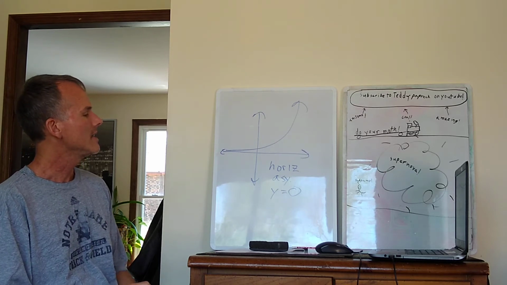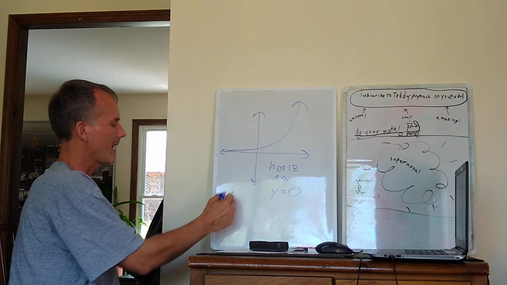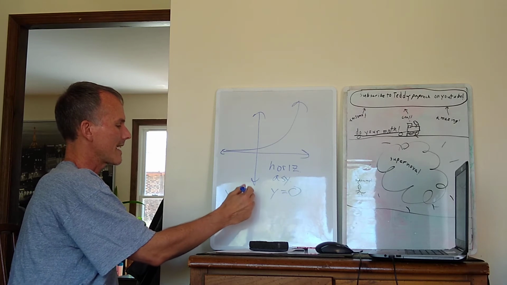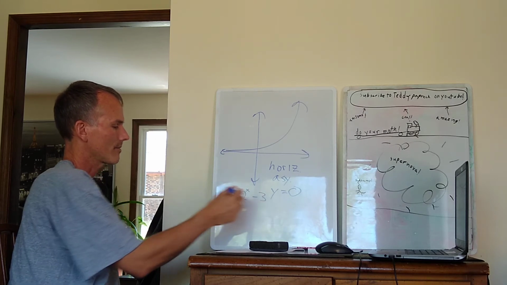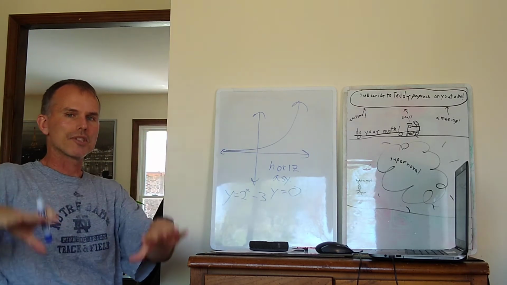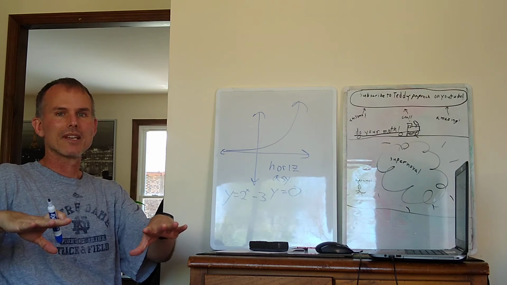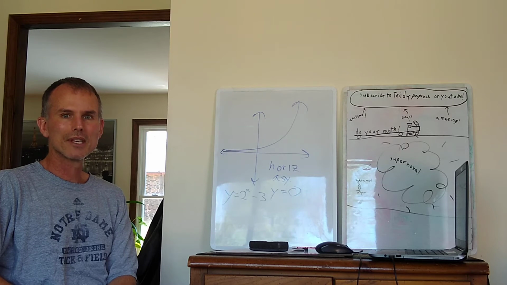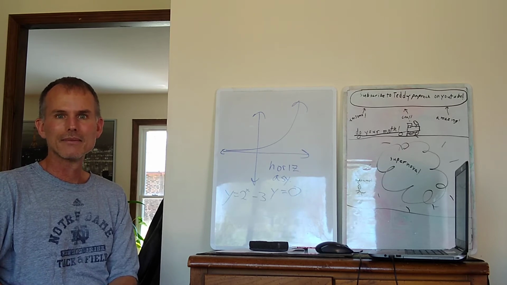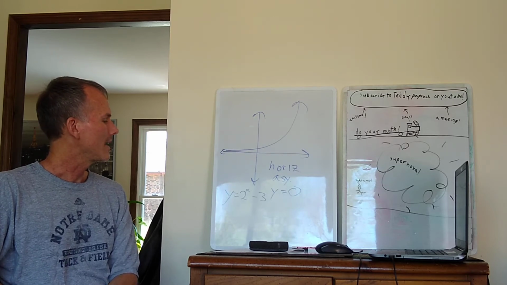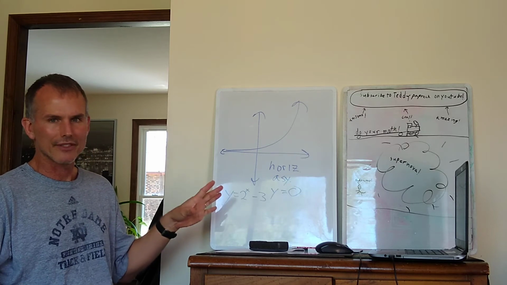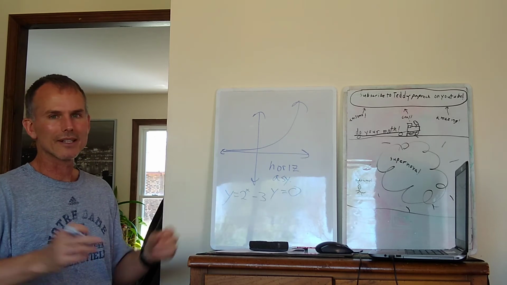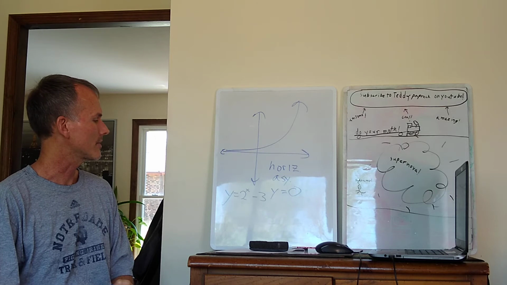Now, if I change that to y equals, say, 2 to the x minus 3, and we push the entire graph down 3 units, the new horizontal asymptote would be the line y equals negative 3. If you can't figure out where the asymptote is, just graph it on a graphing calculator. You'll figure it out pretty quickly.